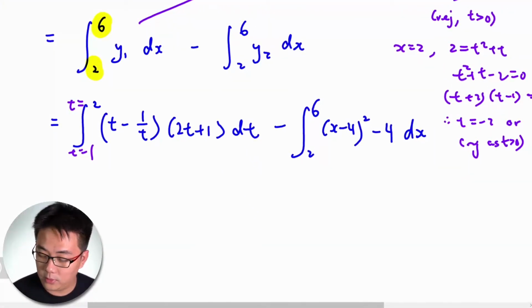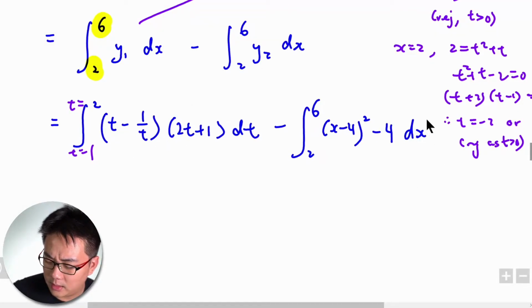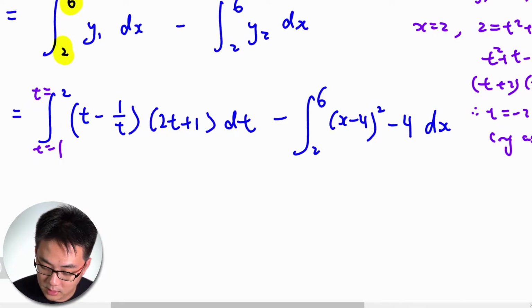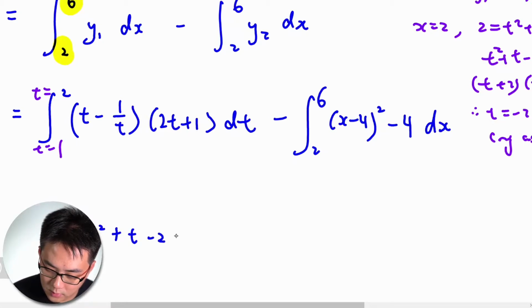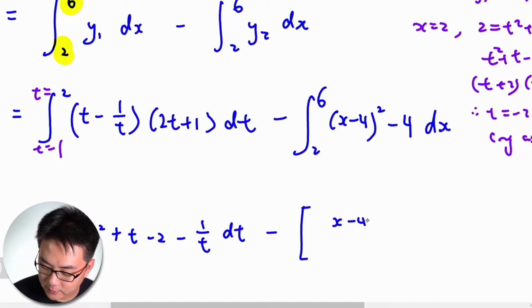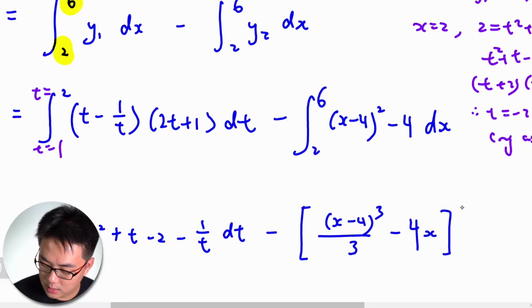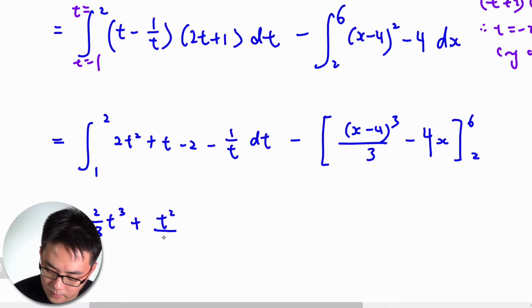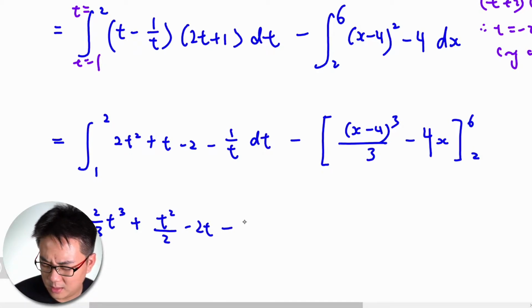Once you've done that, you just expand this, and then this one is okay. Just replace it. Do you want the exact form? So we're just going to expand. This part here will be from 1 to 2, so it's 2t squared plus t minus 2 minus 1 over t dt. This would be x minus 4 cubed over 3 minus 4x from 6 over 2. Then this is 2/3 cubed, squared, minus ln t.